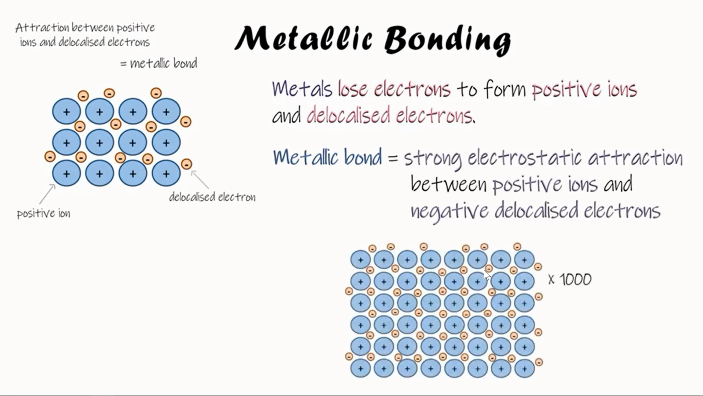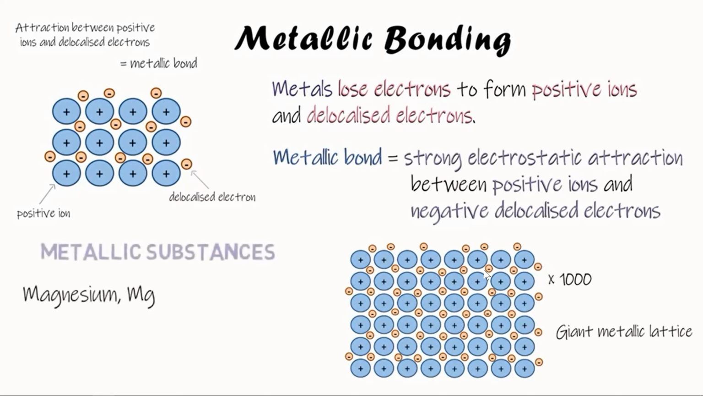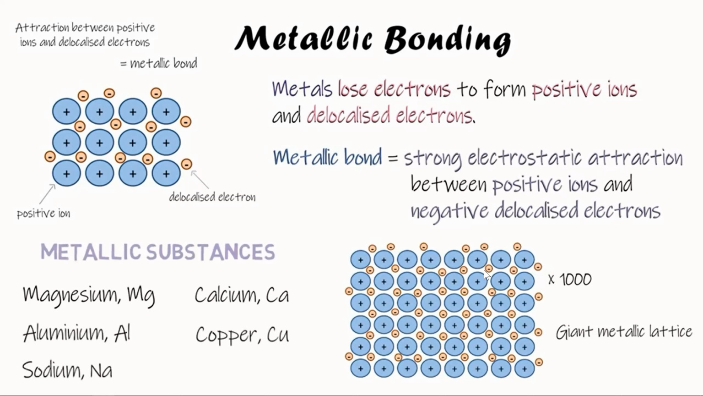This is what this giant metallic structure would look like. So again, just like ionic bonding, you've got many thousands of atoms joined together in rows, forming this giant metallic lattice, being held together by that attraction between the ions and the electrons. So examples of metallic substances would be magnesium, calcium, aluminium, copper, sodium, and iron. So things that are on the left of the periodic table.